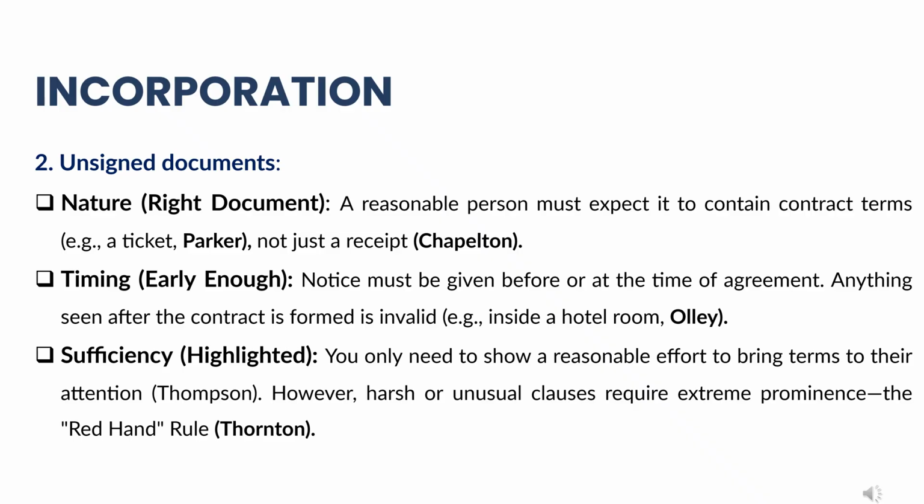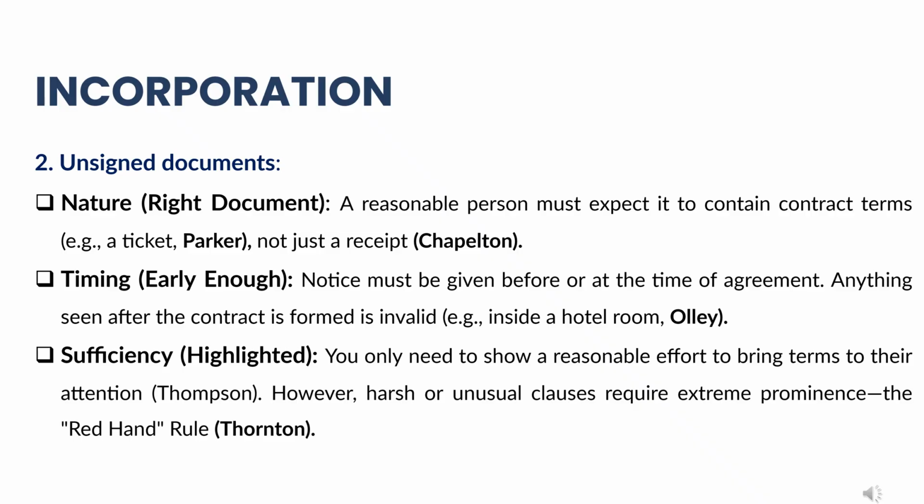Notice of the exclusion clause must be given before or at the time the contract is formed. If the clause is only brought to a person's attention after the agreement has already been made, it will usually be ineffective. A well-known example is Olley v. Marlborough Court Hotel, where a notice displayed inside a hotel room could not be enforced because the contract had already been formed at reception before the guest saw the notice.